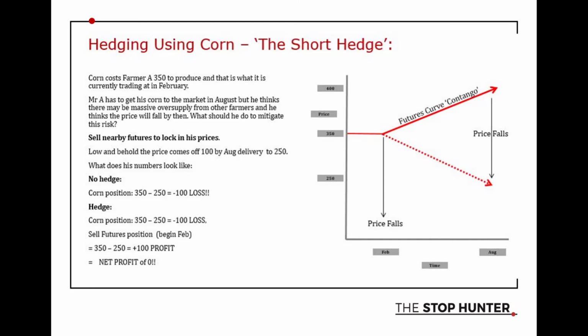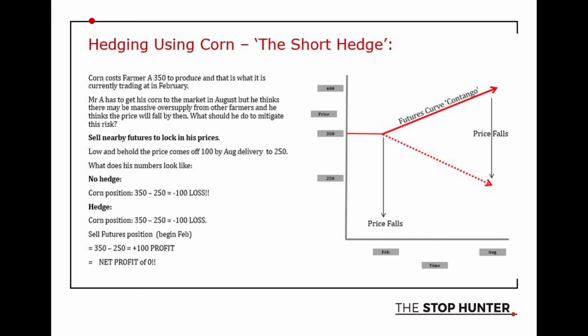So let's work out what he needs to do. He sells nearby futures to lock in his prices, and lo and behold, his analysis is right. The price comes off 100 by August delivery to 250. Now, if he didn't hedge his risk, his actual corn would have lost him 100. That's 350 minus 250, the current price.